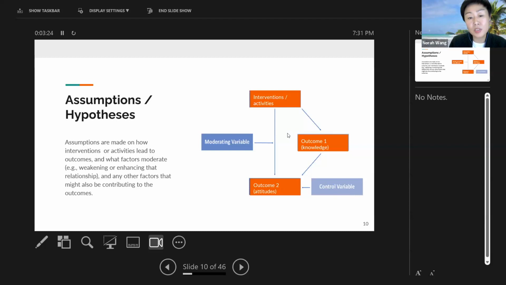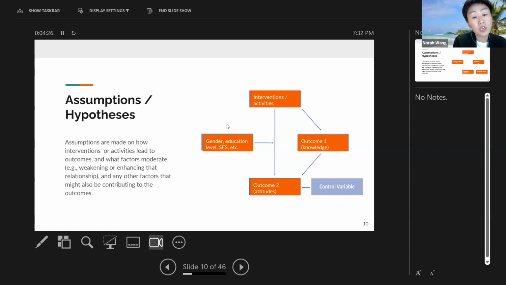So what are the moderating variables? Moderating variables weaken or enhance the relationship between the independent variables and dependent variables. Examples of moderating variables could be gender, education level, or socioeconomic status. For example, if our intervention is job training and our outcome is income level, then people who have a higher education level would benefit more from this kind of intervention. So education level would enhance the relationship between job training and the outcome, which is income.